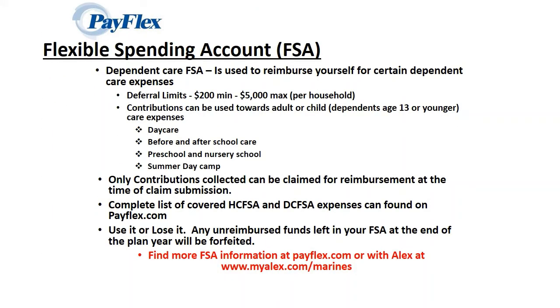The Dependent Care FSA allows for the 2019 year a minimum of $200 to a maximum of $5,000 to be deferred per household for adult or child care expenses. This is a reimbursement system and is paid out at the time of claim submission. The Dependent Care FSA does not have a rollover plan and is use or lose. Any leftover funds at the end of the year will be forfeited.